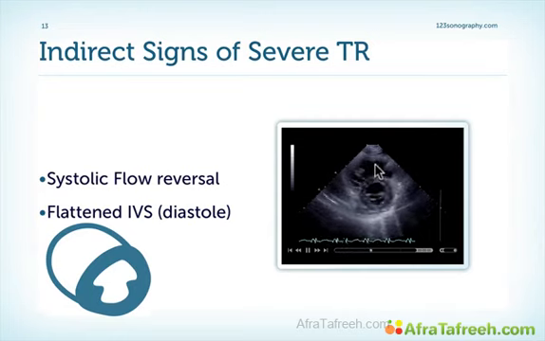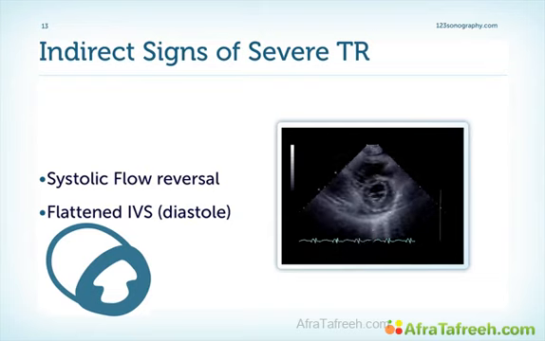And this example shows you another indirect sign. Not only the dilated right ventricle, but also the flattened septum points to volume overload and therefore severe tricuspid regurgitation. But note that the flattening of the septum does not occur during systole, but during diastole. This is in contrast to pulmonary hypertension, where we have flattening of the septum during systole. However, note that we can also have a combination of systolic and diastolic flattening. Then we usually have both volume and pressure overload of the right ventricle.